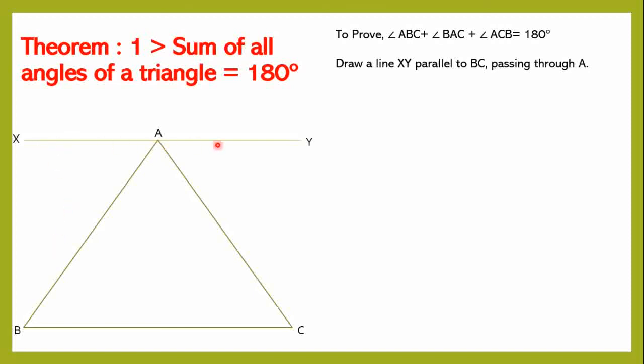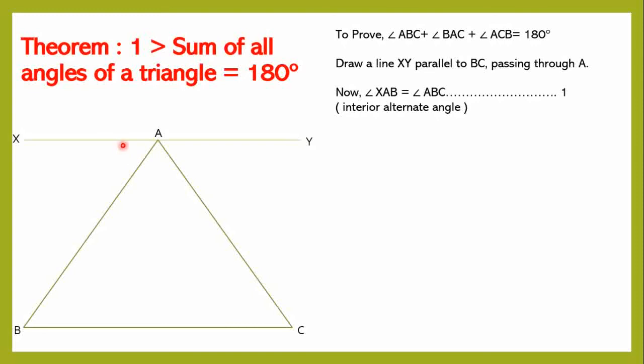This line XY is parallel to this line BC passing through this point A, right? After drawing this line, we can see that angle XYB is equal to angle ABC. Why? Because interior alternate angles are equal.